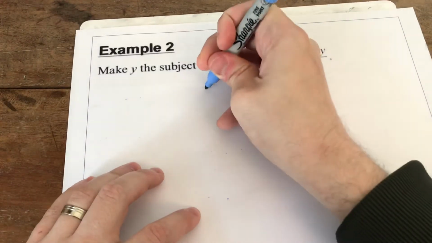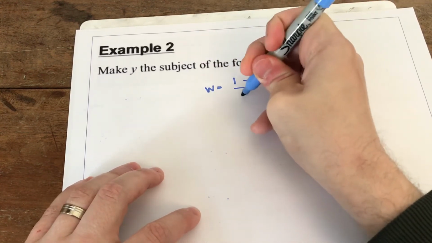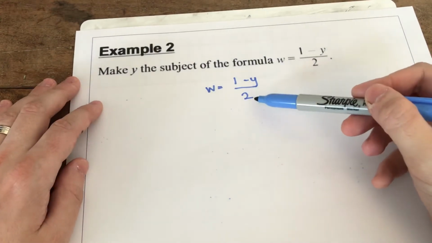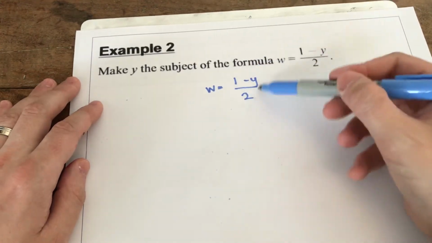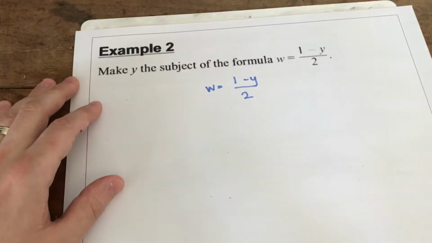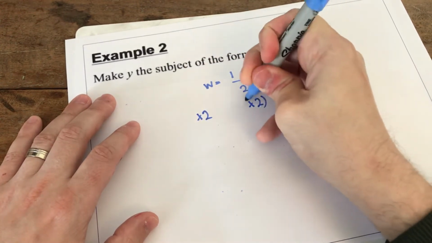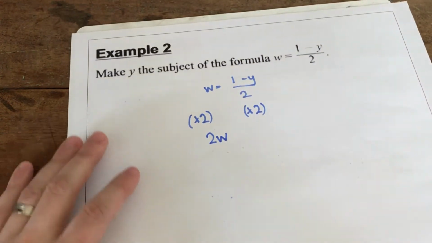So what I do is I write out my question. W equals 1 minus y all over 2. Now I mentioned earlier that a divide and a fraction are the same thing. So if I wanted to get rid of this fraction, I do the inverse operation, which is multiplying both sides by 2. When I do that, I get 2w.